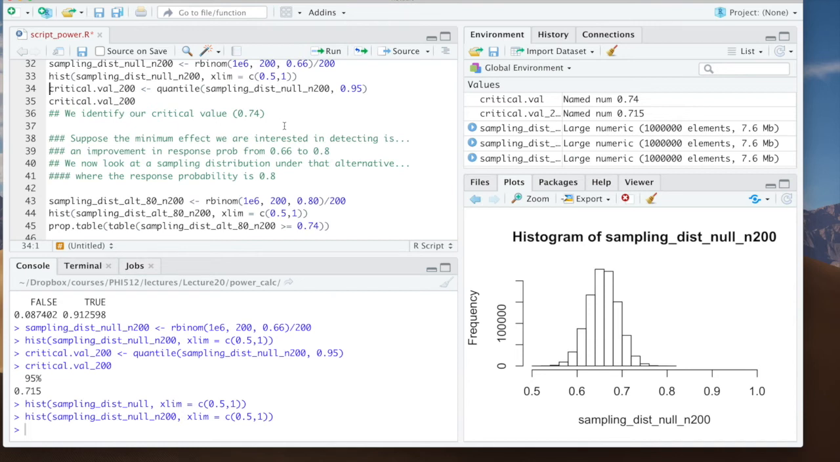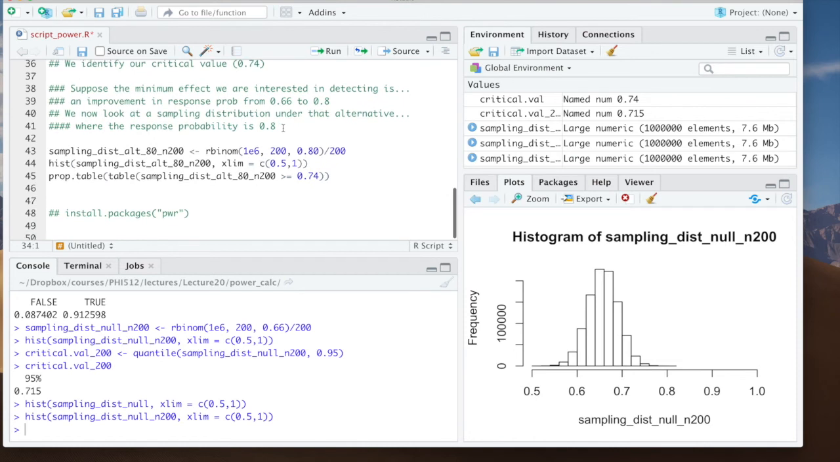So for this case with 200 people, we thought about right here what the sampling distribution looks like if the null is true. Now let's think about what the sampling distribution looks like if the alternative is true. Well, we think about trials that enroll 200 patients, but now each patient, rather than having a 66% probability of responding, actually has an 80% probability of responding, right? And we want to generate a sampling distribution under that assumption.